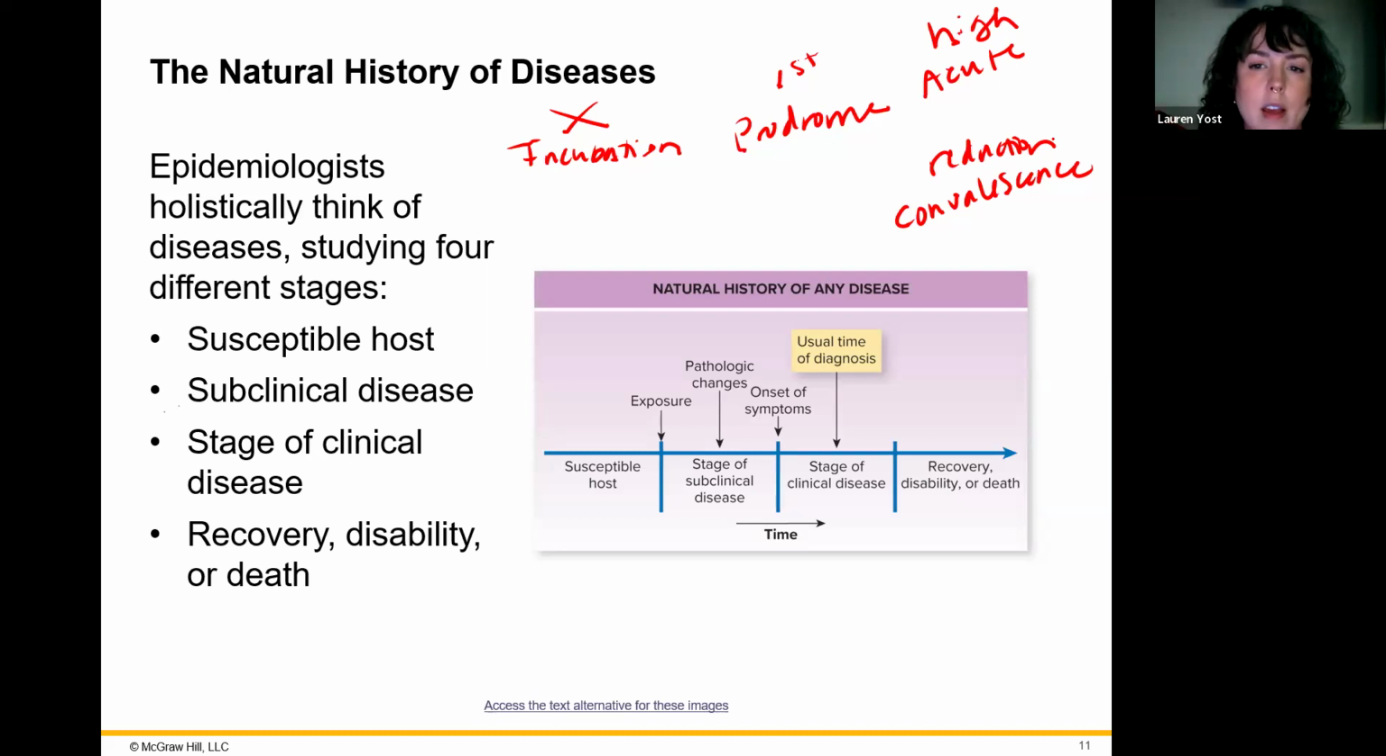This way that the epidemiologists like to look at the history of a disease, so a specific outbreak that we're talking about, its own history, kind of follows along with that pretty well. So we have a susceptible host, someone who is not infected, but could be.